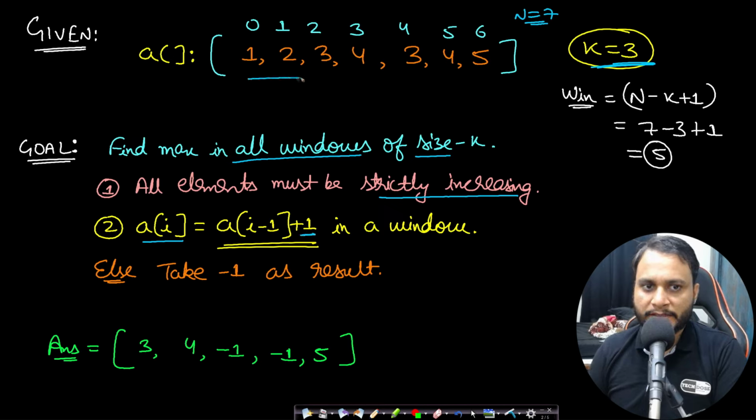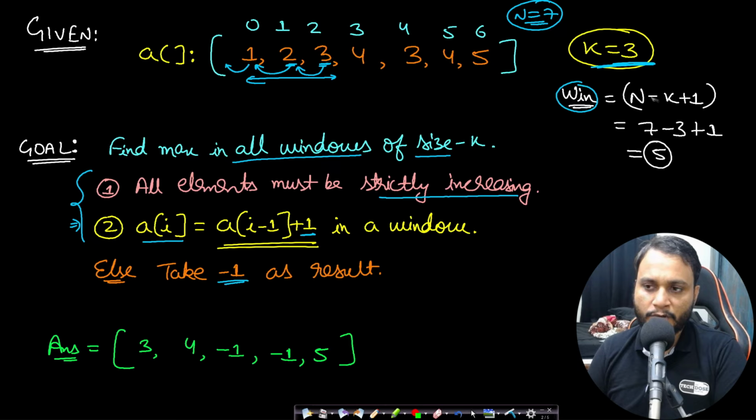So if I consider the first window 1, 2, 3, then we will always start comparison from the second element in the window and see that the previous element must be 1 less than the current element. This should be true for all the elements within the window except for the first item, because the previous item of the first item will be outside of the window. So these are the constraints mentioned in the question, and if these constraints are not followed, then we have to take -1.